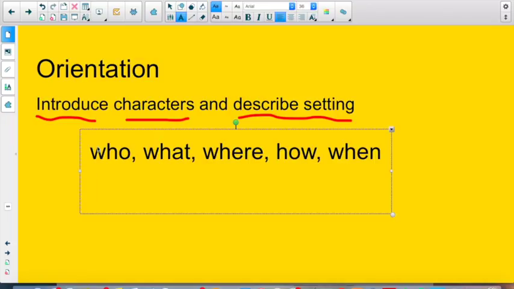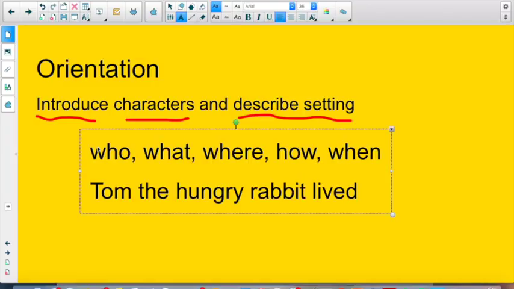For example, you might have, Tom. I'm just going to do a sentence. I'm not going to write a whole story. I'll just do a sentence. Tom, the hungry rabbit, lived on the hill. Okay, and it's very basic, but you can see that's a basic orientation, isn't it? You would obviously want to have more, particularly being in stage 3. But here you've got who, Tom the hungry rabbit, and where he lives, on the hill. So there's a few items in there in your orientation.